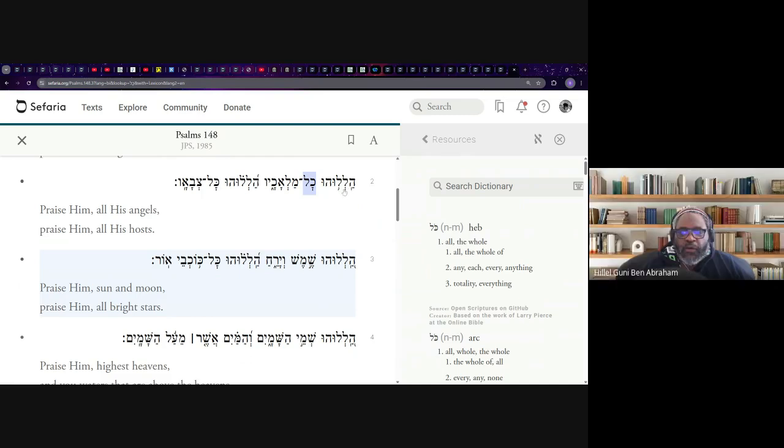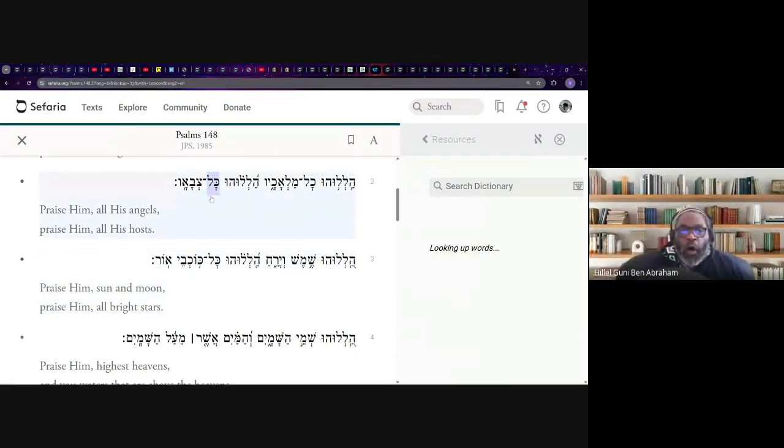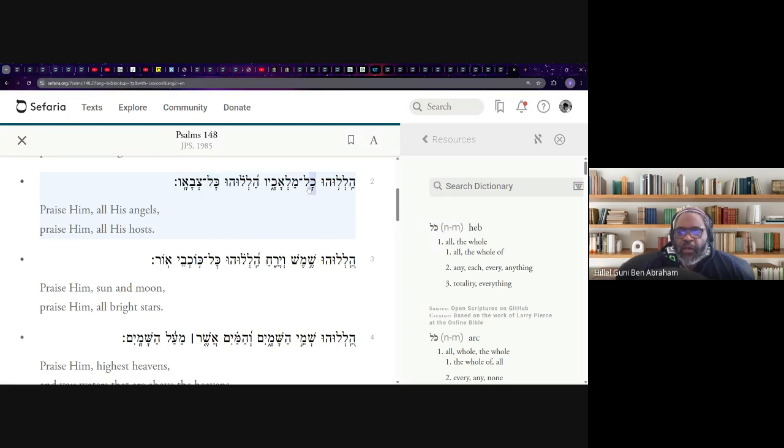Yes, Rabbi. So hallelujah, kol ma'al chai, hallelujah. And then it says here with a dagesh, kol, which means everybody. So this is kol without dagesh, and kol with dagesh, which means everything.